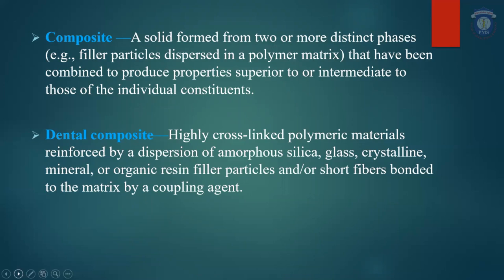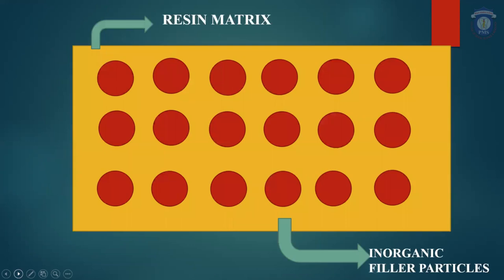Composite is a solid formed between two or more distinct phases. So when I am teaching about the composition of dental composites, you will see that there is a resin matrix, that is the resin component, in which organic or inorganic filler particles are dispersed. So you can see that there is a phase 1 and a phase 2, isn't it? One is the resin matrix and the other is the inorganic filler particles, and there can also be organic filler particles or fibers.